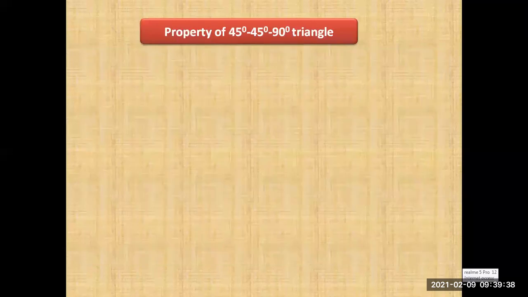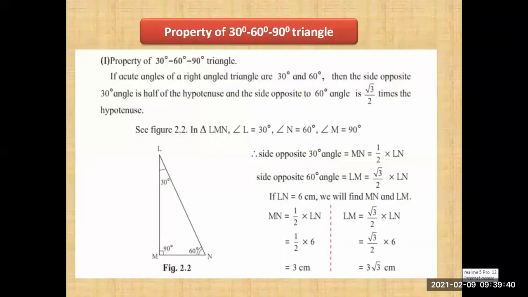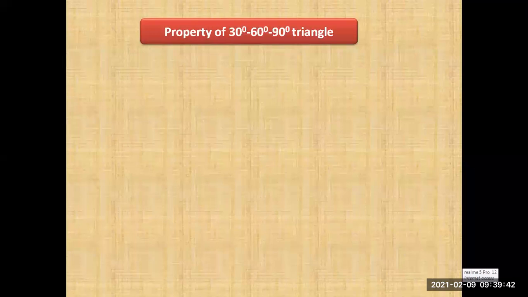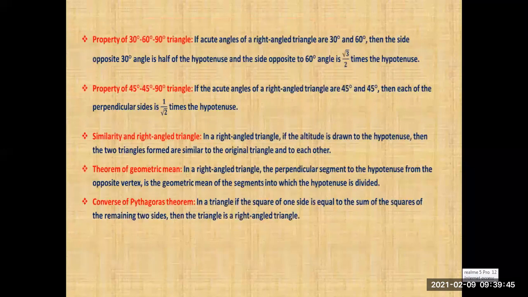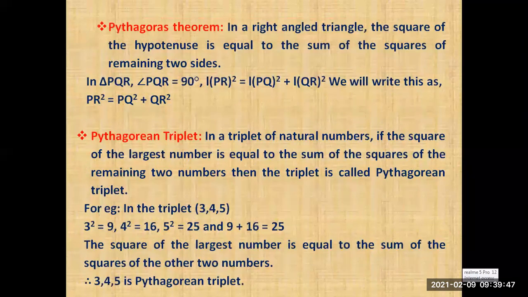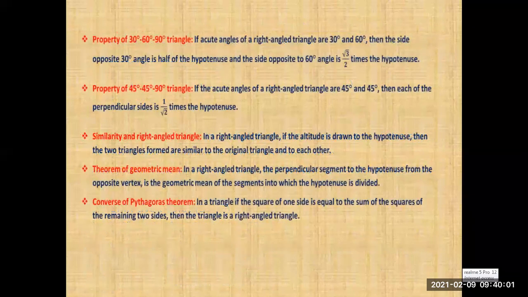No problem. Okay students, in this chapter we see 3 theorems and 2 properties. So let's revise. First, we see Pythagoras theorem, that is the square of hypotenuse is equal to the sum of squares of the remaining 2 sides. Then we see the Pythagorean triplet. Next is the property of 30, 60, 90 and the property of 45, 45, 90 degree theorem, and these three theorems.